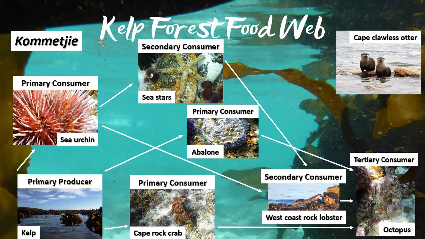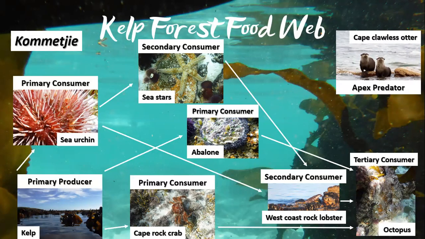An apex predator is an animal that doesn't have any predators of its own. So in this localized ecosystem, so in the Cormacky kelp forest, this would be the Cape clawless otter. The crocodile and python hunt otters, but we don't have those animals in Cormacky. Well, not that I know of anyway. So otters definitely rule this ecosystem.